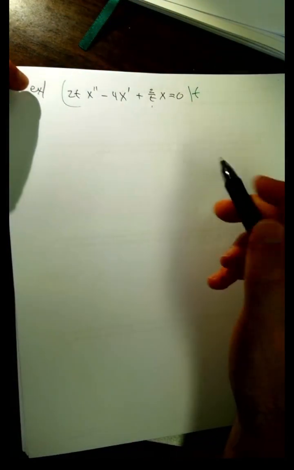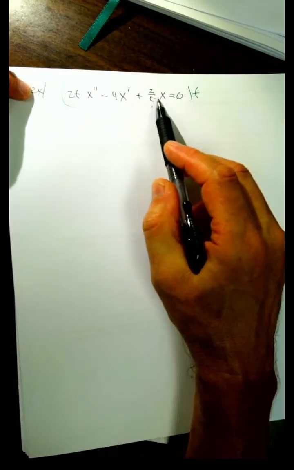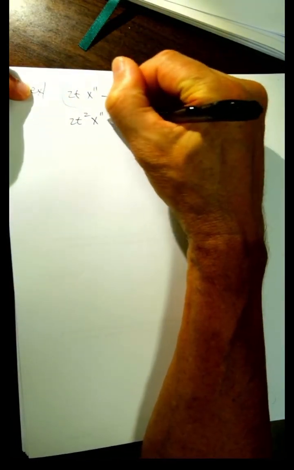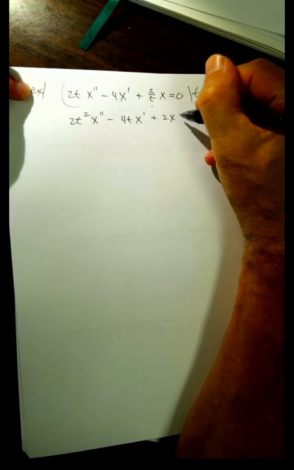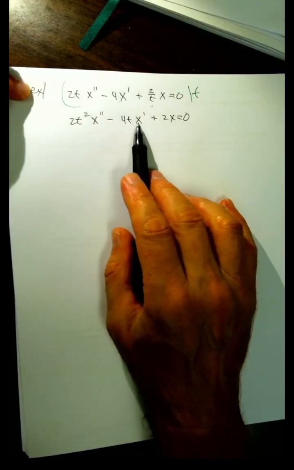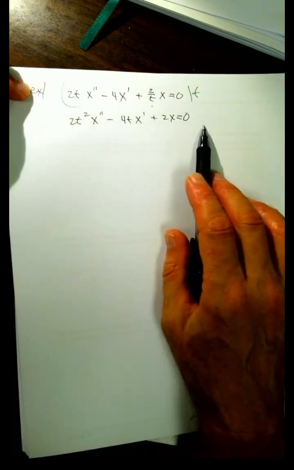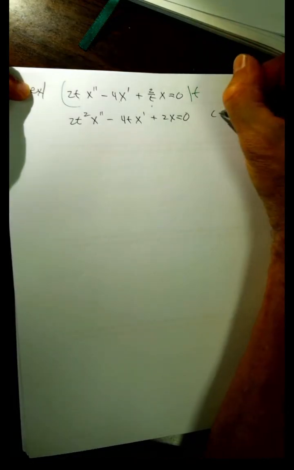The reason it's Cauchy-Euler is because I have constant times t, constant, and then constant over t. When I multiply through by the t, I get 2t squared x double prime minus 4t x prime, and then the t's cancel in that term, so I get 2x equals 0. So t squared times x double prime, t times x prime, and everything else is just constants. Now it's in Cauchy-Euler form.